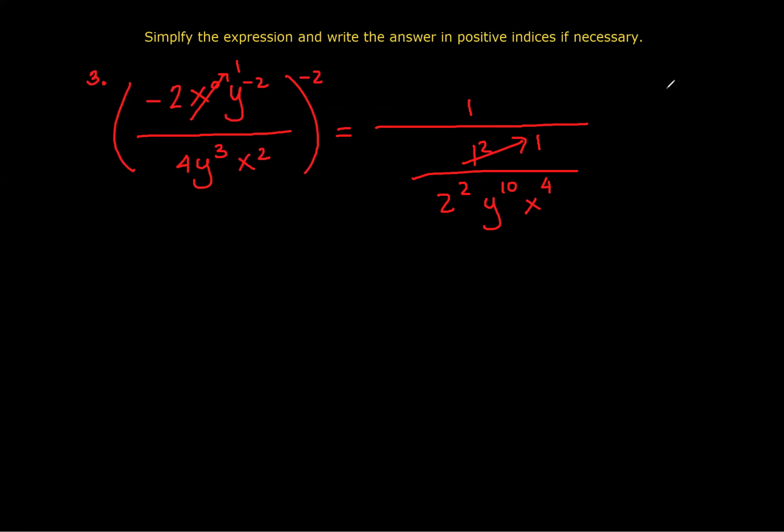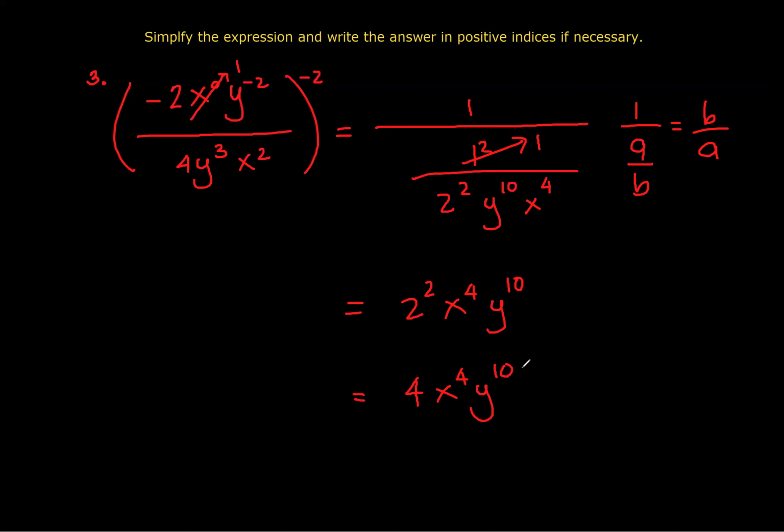Now using the reciprocal rule, we can see here 1 all over a all over b will be equivalent to b all over a. And so this will now be equivalent to 2 raised to 2, x raised to 4, y raised to 10, or it will be 4 x raised to 4, y raised to 10. And that will be our final answer.